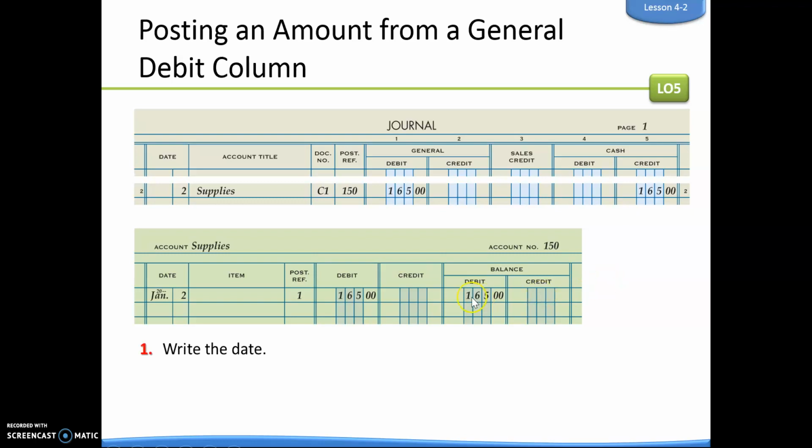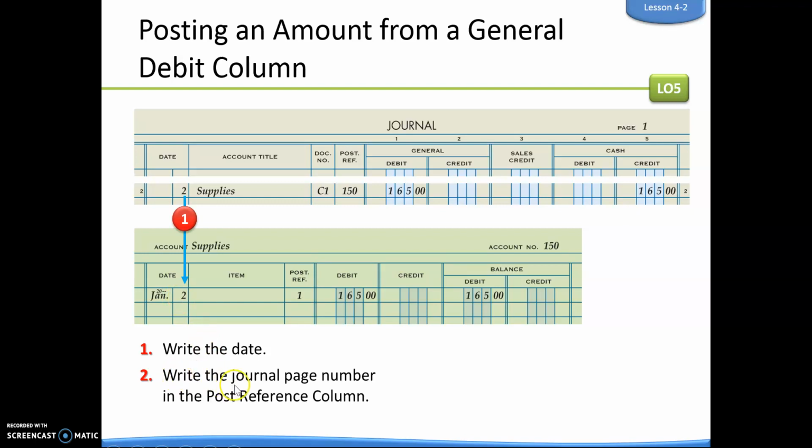So the first thing we do is we write the date. Just like we did for our journal, we would write January. We'd put the year, 20 January, and then the day. And that just transfers right down there.